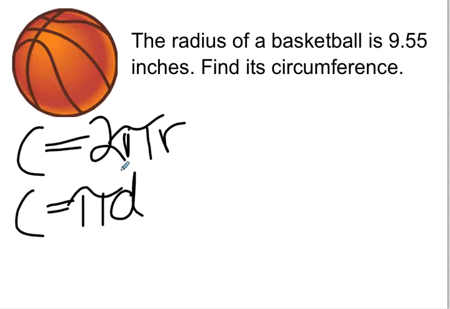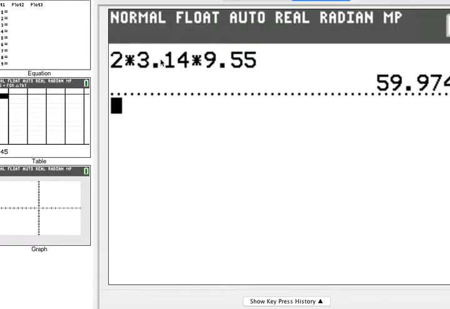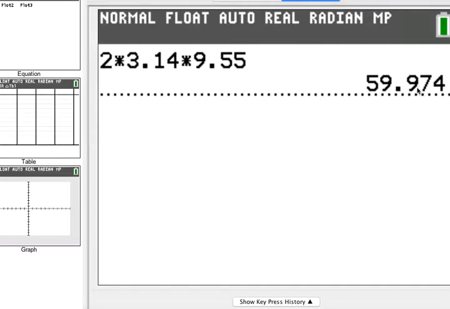So, I'm going to deal with this one because it has r in it, but if you wanted to just double 9.55, which is the r, you could just plug it into this one and just do the math out. So you could do this right in your calculator. So 2 times pi, which is approximately 3.14, times 9.55, gives you an answer of 59.974.